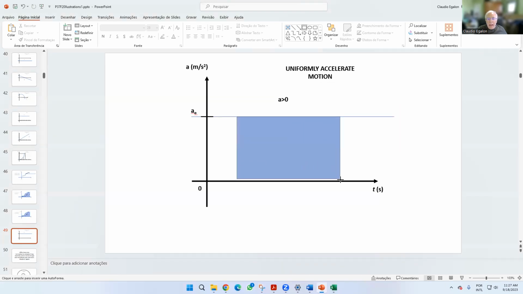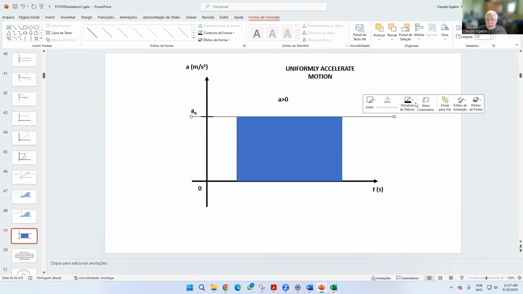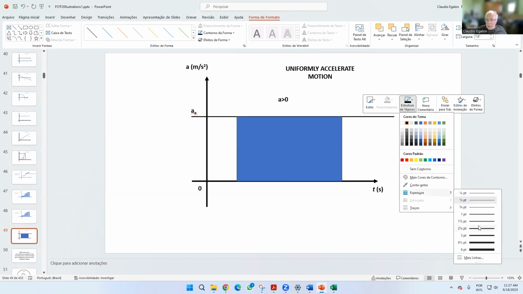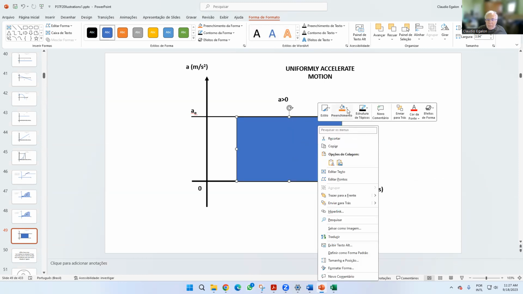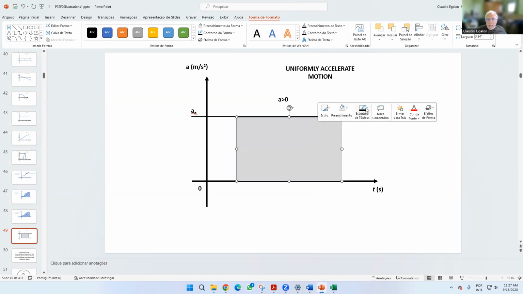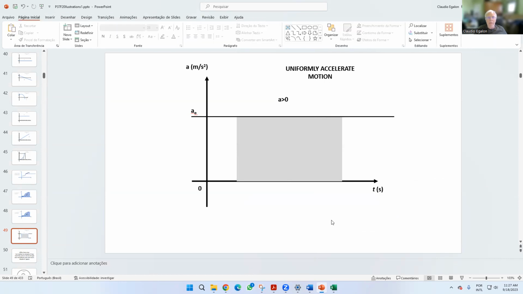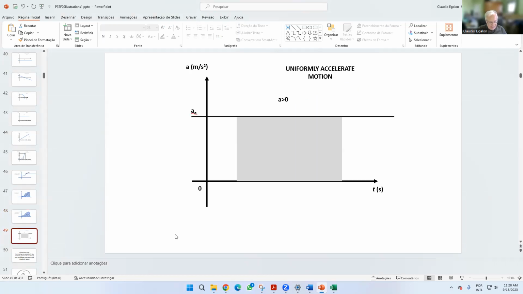The area below this line, I'm going to make this line black so you can distinguish the area below this line that you see right here. And let me put it lower, like that. The area that you see right in here for uniform accelerated motion is nothing but delta v. All right.